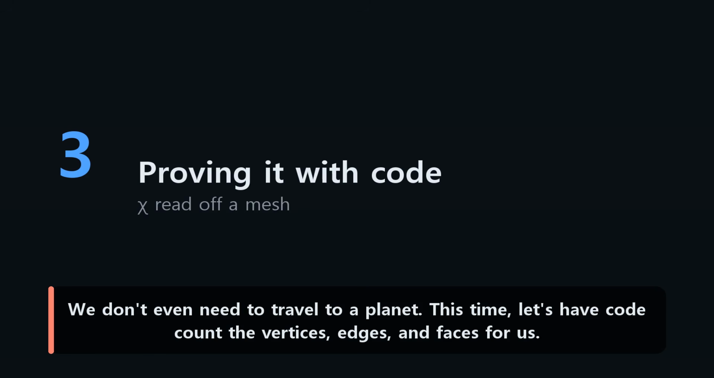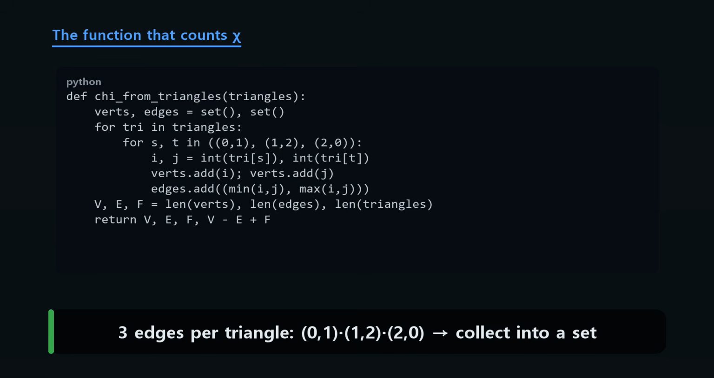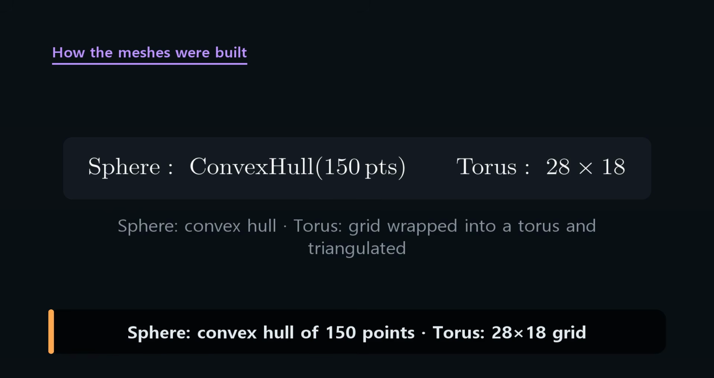We don't even need to travel to a planet. This time let's have code count the vertices, edges, and faces for us. With nothing but a list of the triangles that split the surface, you can count the vertices, edges, and faces with no duplicates. For each triangle, the function walks its 3 edges, gathering the vertices into one set, and the sorted edges into another. The sphere was triangulated as the convex hull of 150 points, the donut by wrapping a 28 by 18 grid into a torus.